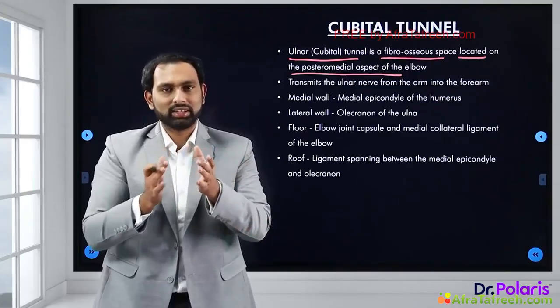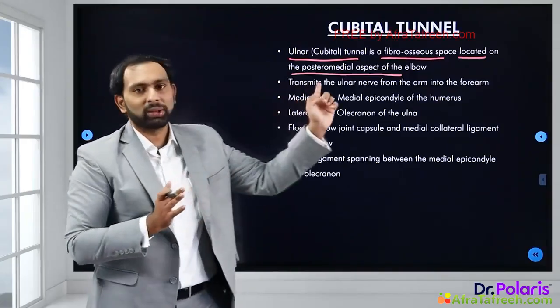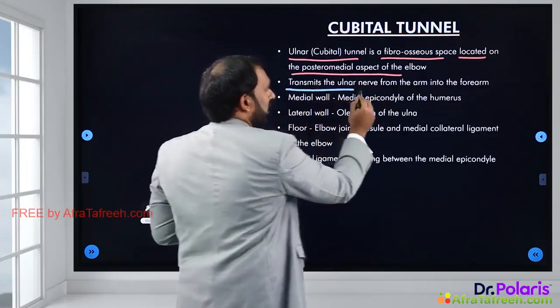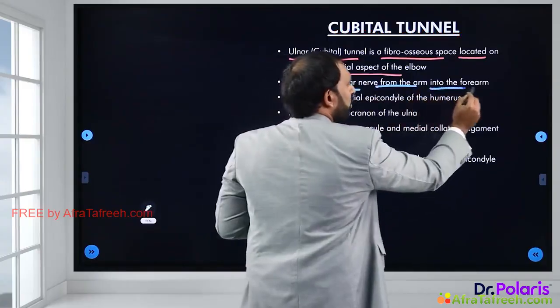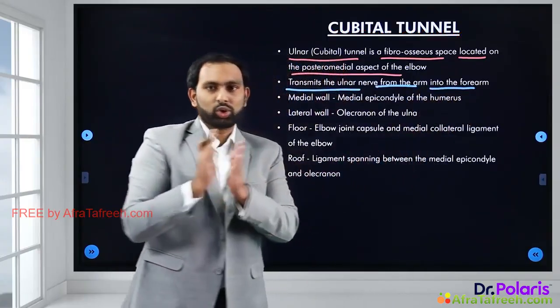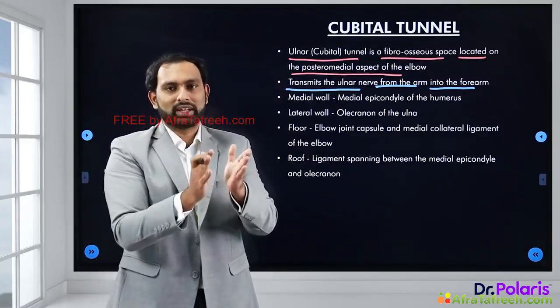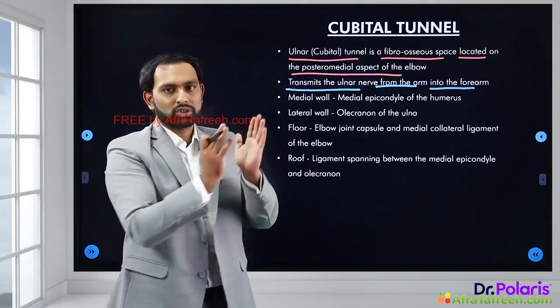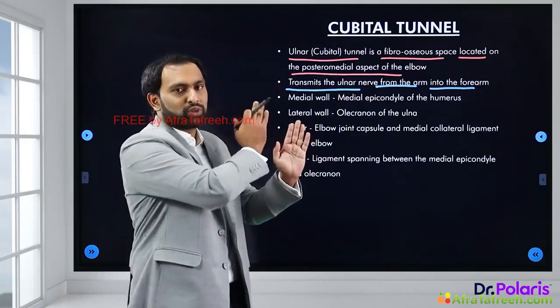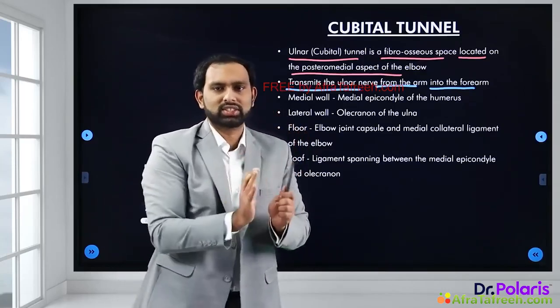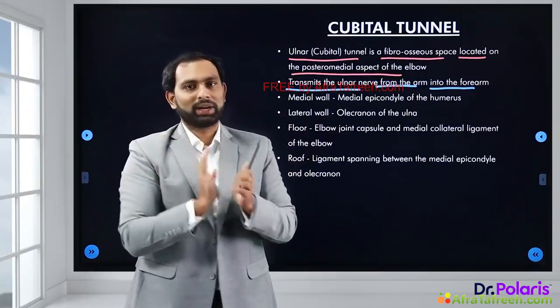Now, this cubital tunnel is a fibro-osseous space, and this transmits the ulnar nerve from the arm into the forearm. So till now, the course of the ulnar nerve was in the arm. After it crosses the cubital tunnel, it goes into the forearm. So this in a way transitions it from the arm to the forearm, and that is the role of the cubital tunnel. So let's understand the boundaries of the cubital tunnel.